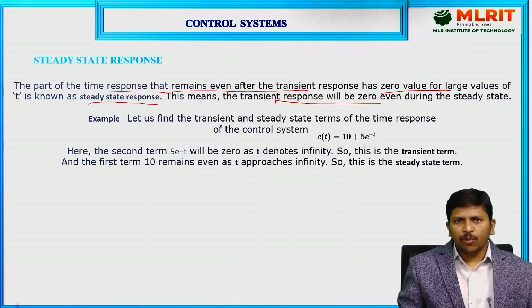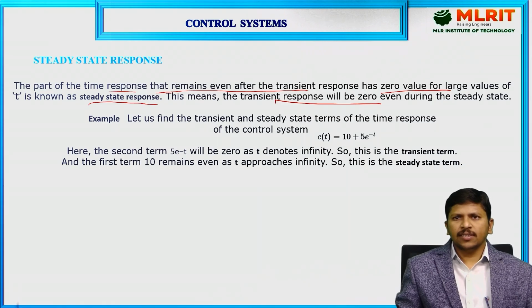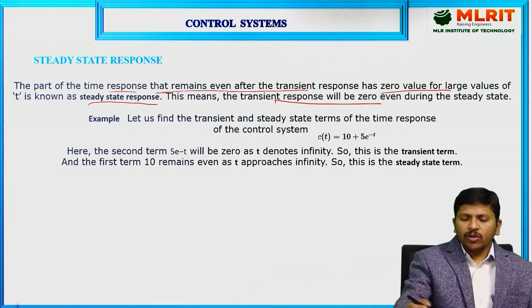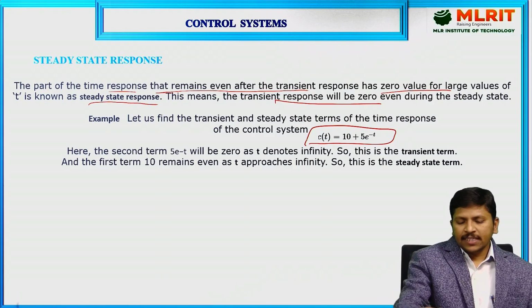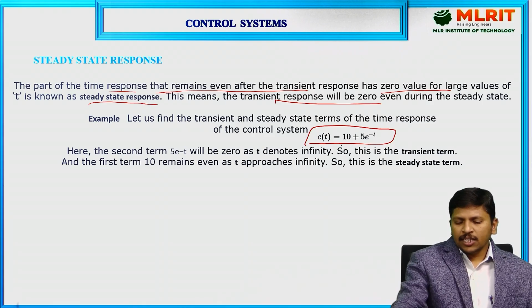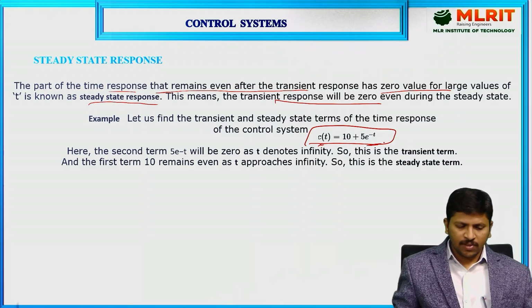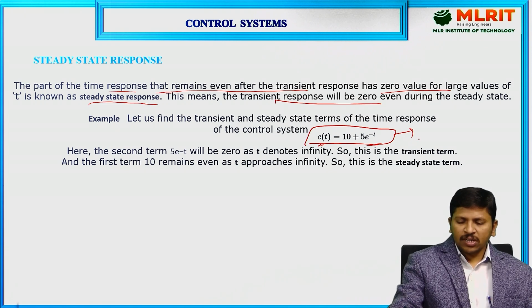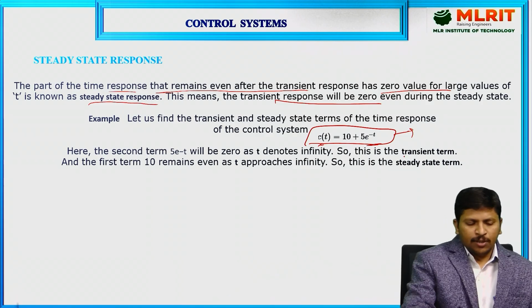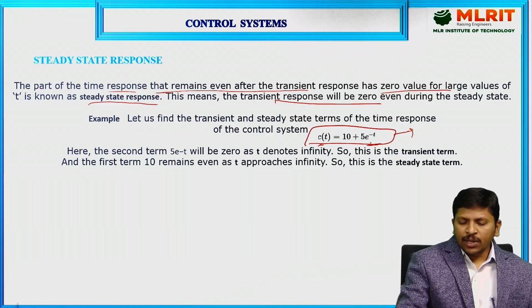Okay, example: let us find the transient and steady state terms of the given time response. I am going to write one example here. The system response c of t equals 10 plus 5 into e power of minus t. From this equation, we are going to identify the transient term as well as the steady state term. Observe, 5 into e power of minus t is the exponential term.